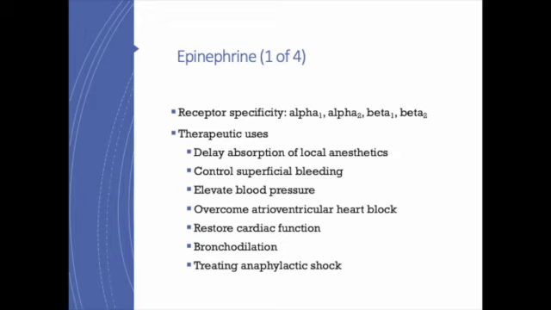Because it activates beta-1 receptors, epinephrine can be used to overcome AV block, restore cardiac function in patients in cardiac arrest, and those that are experiencing ventricular fibrillation, pulseless VTAC, or pulseless electrical activity, PEA, or even asystole. It also activates beta 2 receptors in the lung, promoting bronchodilation, so it can be used with patients with asthma, but again, it's not the drug of choice. We'll go for that beta 2 highly selective albuterol. Because it activates a combination of alpha and beta receptors, it's a treatment of choice for anaphylactic shock.